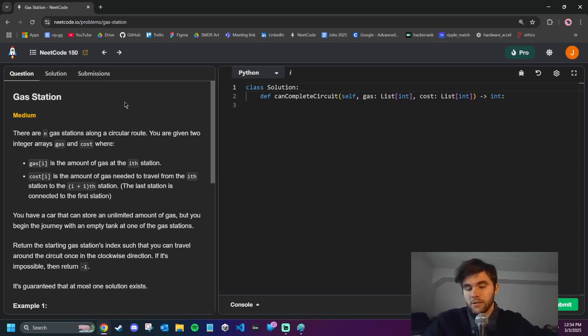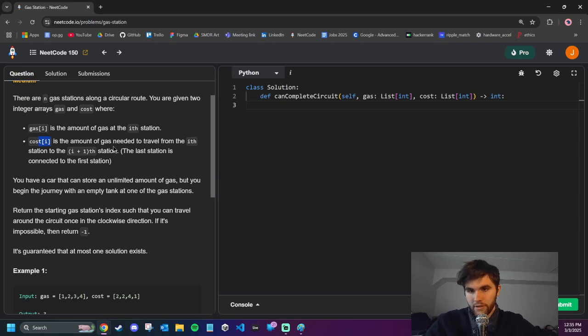There are n gas stations along a circular route. You are given two integer arrays, gas and cost, where gas[i] is the amount at station i, and cost[i] is the amount of gas needed to travel from the ith station to the i+1 station. Okay, so to continue one index forward, it costs cost[i] gas. And it's a circle.